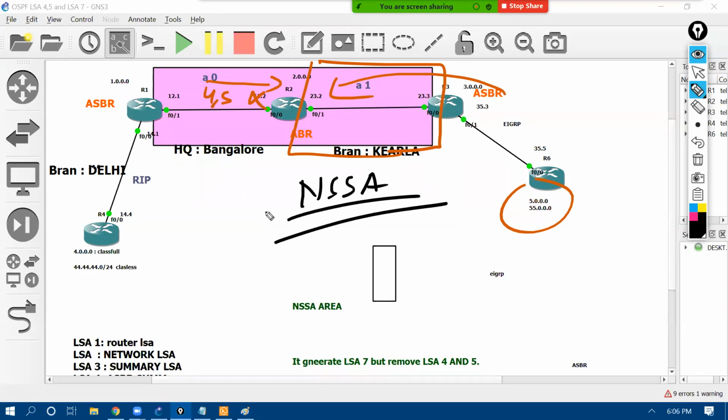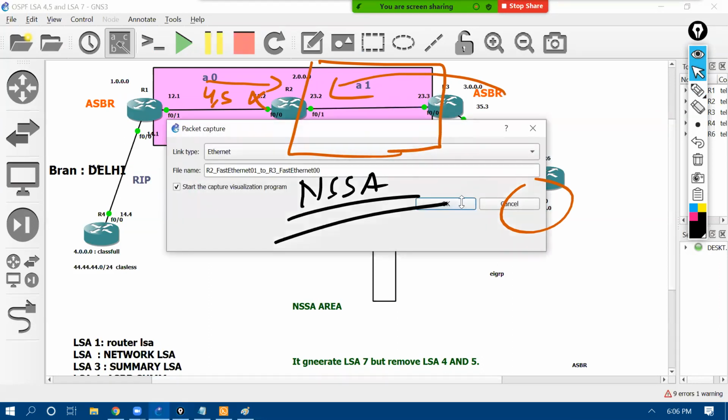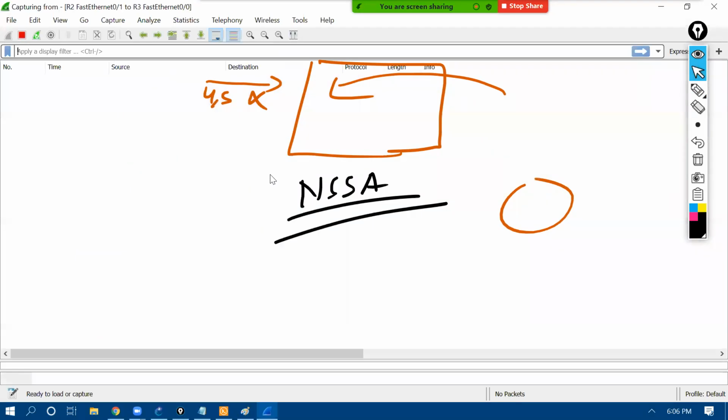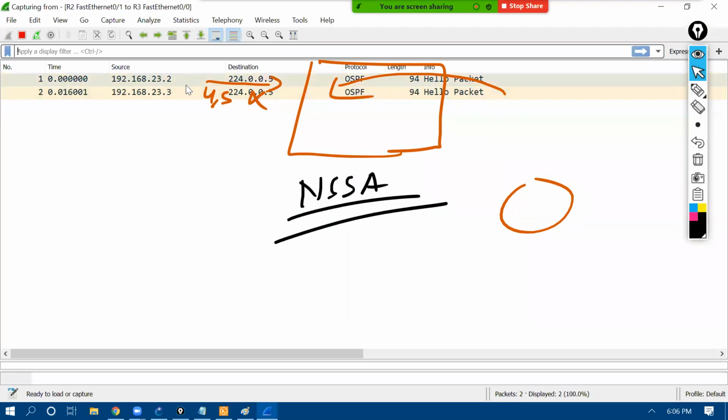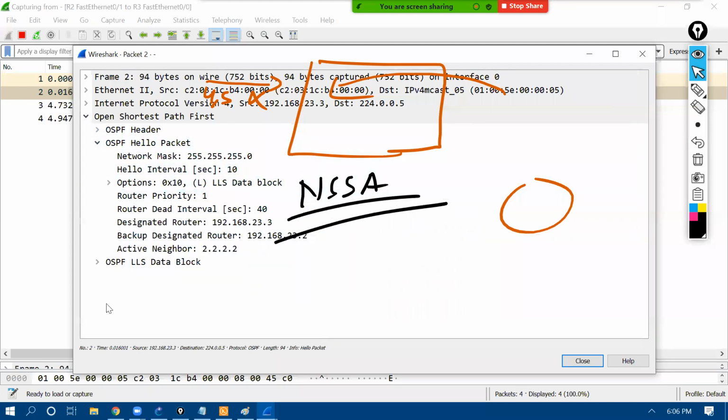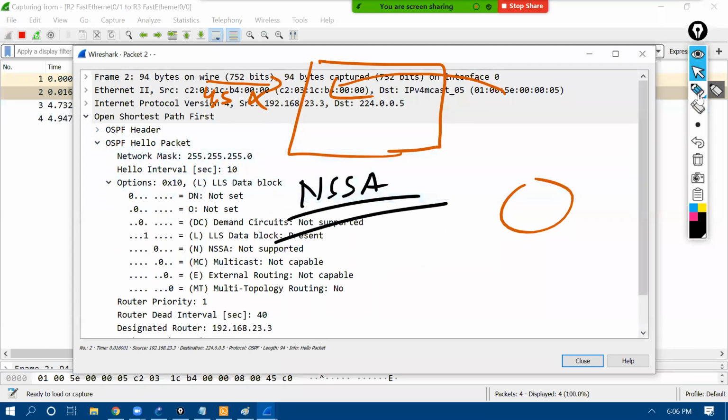NSSA area, by default, this thing is disabled. If you have a look in the hello packet, by default, the NSSA is disabled.